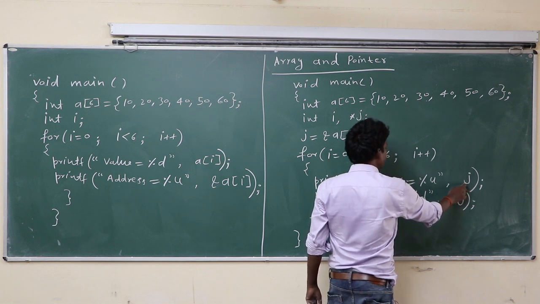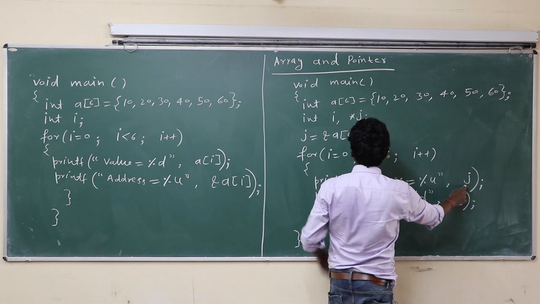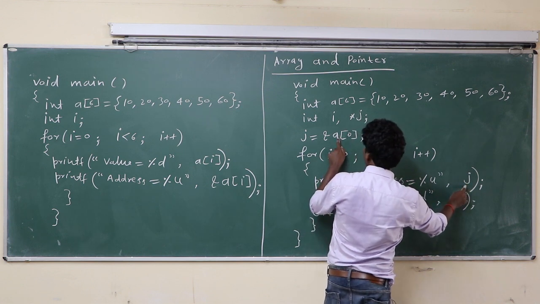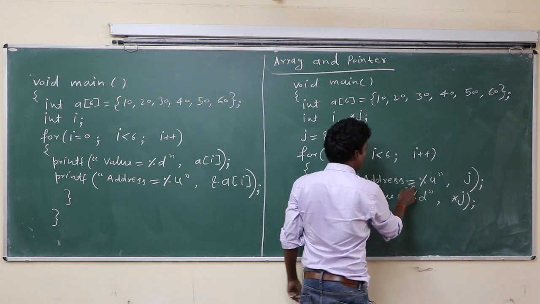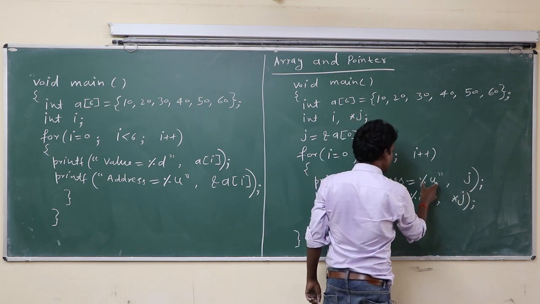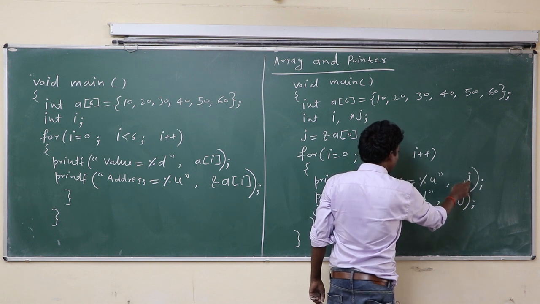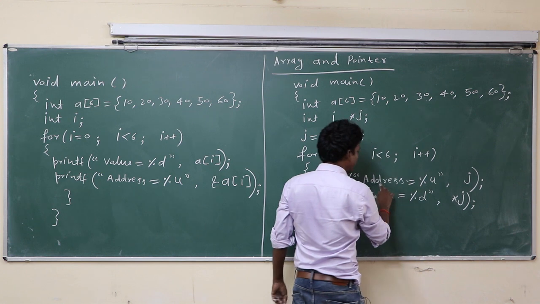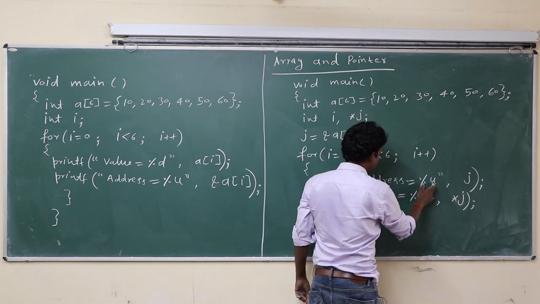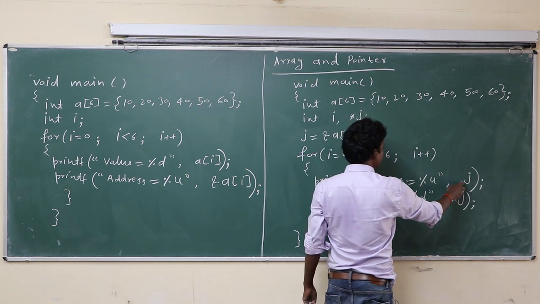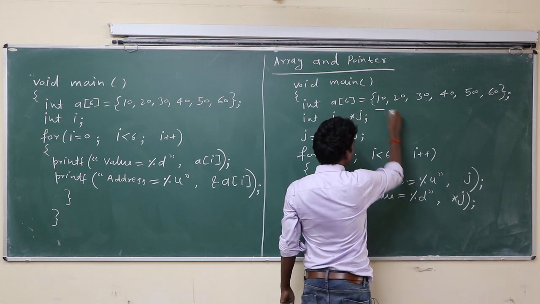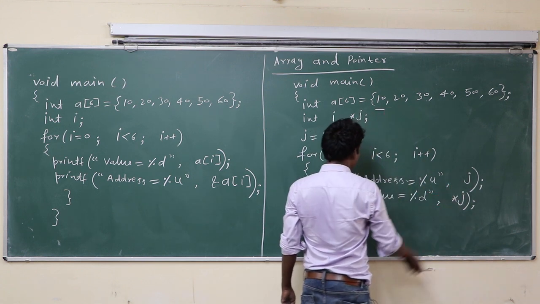Okay, j first time contains the address of a of 0, meaning the first block. So address equal to %u, in place of %u the address will be printed, since j is a pointer. Address equal to, here the address will be printed in place of %u. So j has the address of this block, so here the address will be printed.